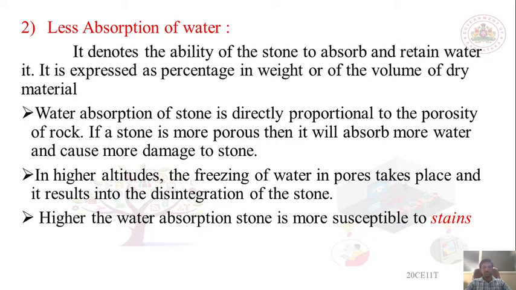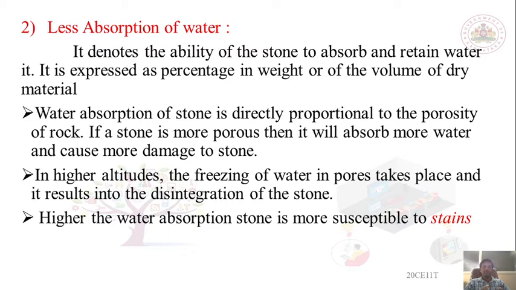So that is a very important, essential parameter, or characteristic, for stone, which we need to consider while choosing the best quality of stone in construction. Water absorption of stone is directly proportional to the porosity of the rock. If the stone is more porous, then it will absorb more water and cause more damage to the stone.